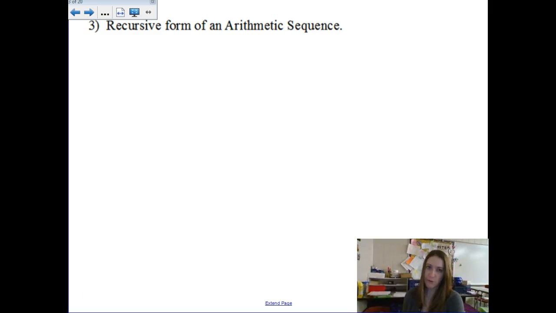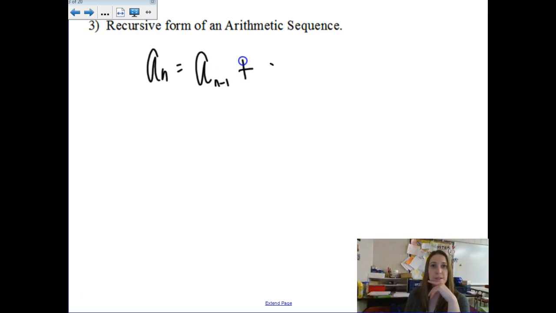A recursive form is interesting because it basically tells you how to hop from one term to the next. So the recursive form of an arithmetic sequence is going to be a sub n equals a sub n minus 1 plus the common difference. And then they're going to give you a sub 1. They have to give you a starting point, and then they tell you how to hop from point to point to point. This term right here is kind of unusual. Recursive means they're going to use the previous term. So a sub n minus 1 is fancy talk for previous term.